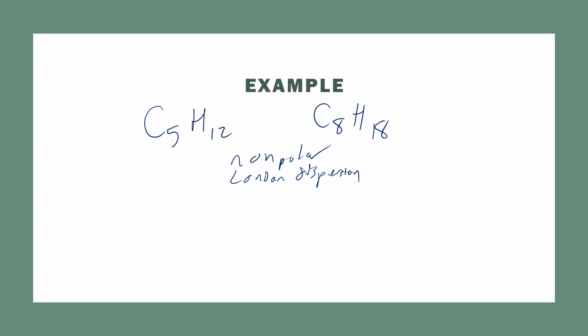Now, if I were to compare the two, which one will have the stronger London dispersion forces? It's going to be the larger molecule, because the octane is more polarizable. It has more electrons, so they're more likely to form that random dipole and induce dipoles in other molecules to form those London dispersion forces. So octane will have the higher melting point, octane will have the higher boiling point because of its larger size.